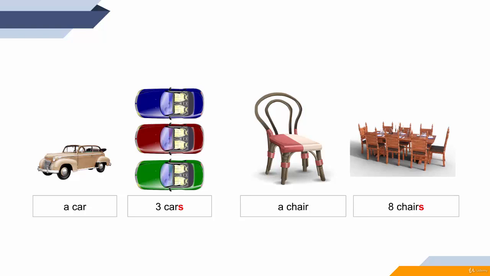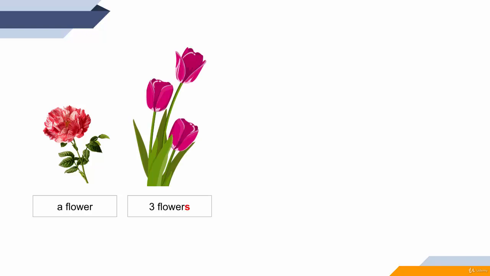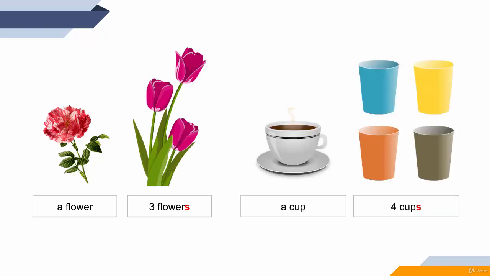How is the plural formed? From these words you can see, you have the word in singular. This is called singular when something is one. A car, one car. Car is in singular. The plural is formed when you add s to the singular. More examples: a flower, three flowers. A cup, four cups. Okay?